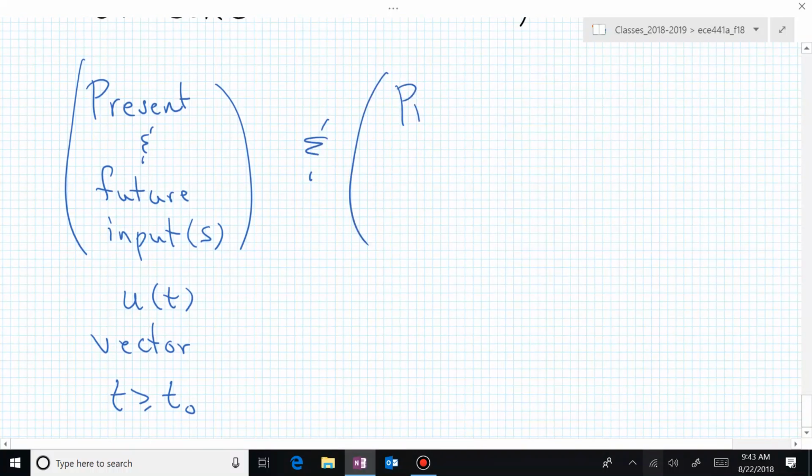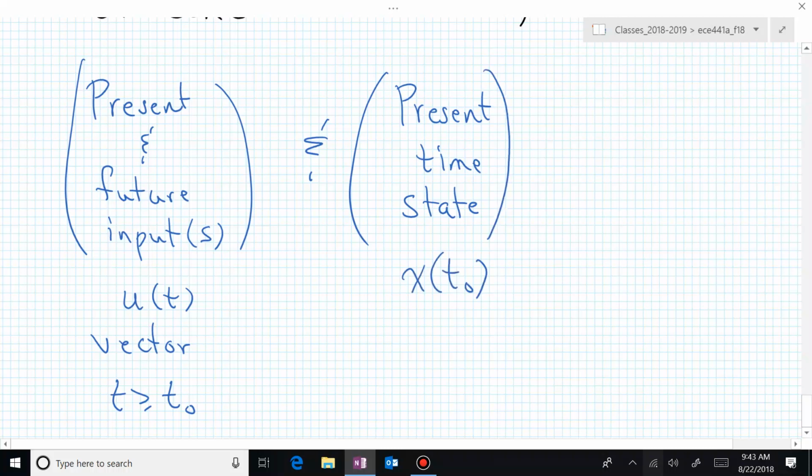we know the present time state value, or we know the state at the present time, our state vector is going to be x. X is now a tall, thin column of state variables, x sub 1, x sub 2 in this case. This is a vector where t sub 0 is the present time.